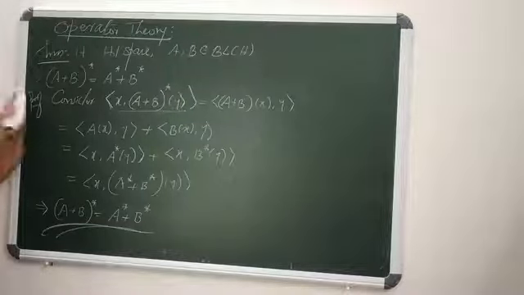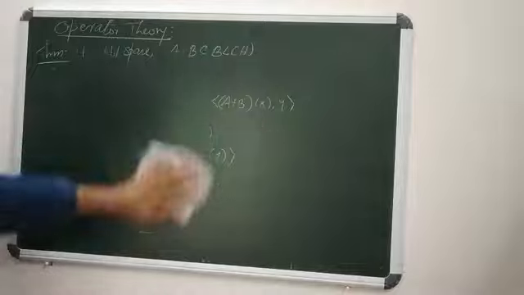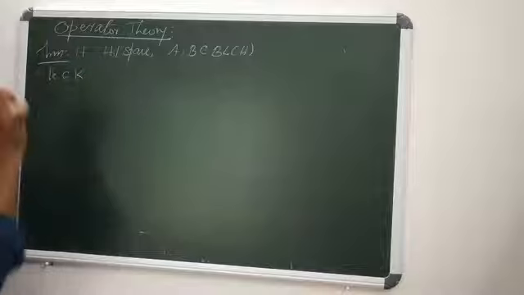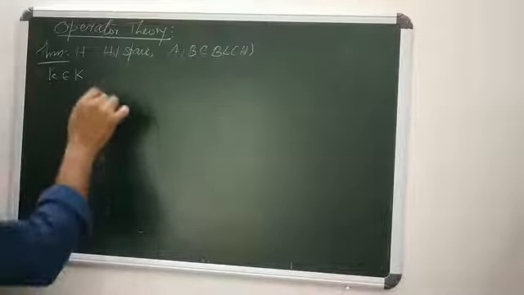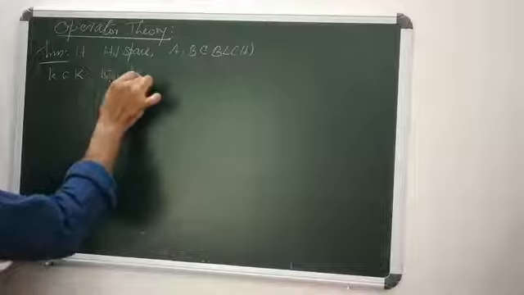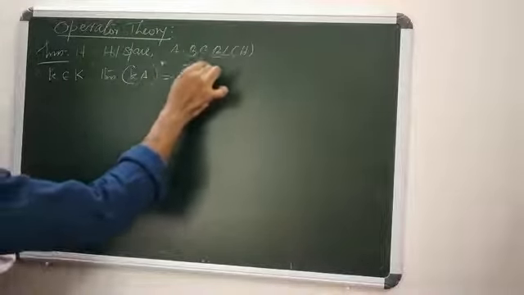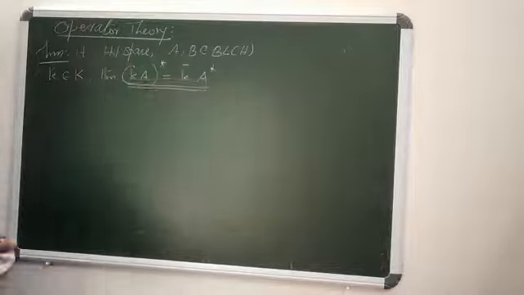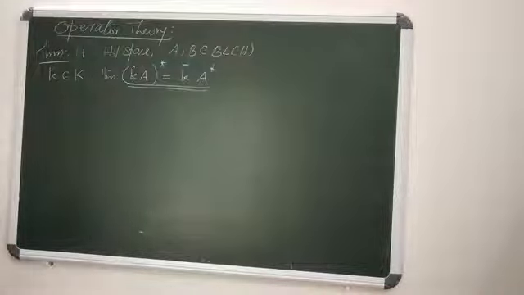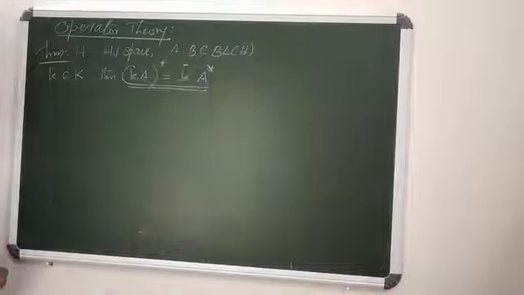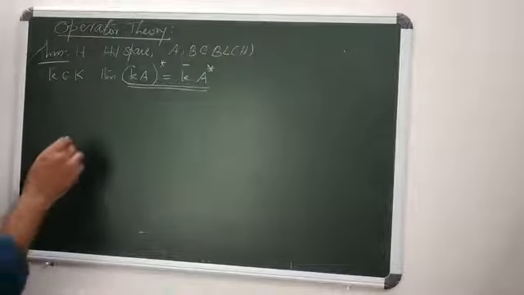Now we are going to the second property. Suppose K is any scalar. Then (K A) star equals K bar into A star. This is another important result. (K A) star is not K into A star. It is K bar into A star, K bar into A star, complex conjugates. How to prove this one?